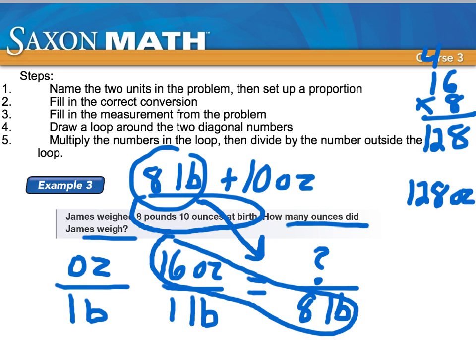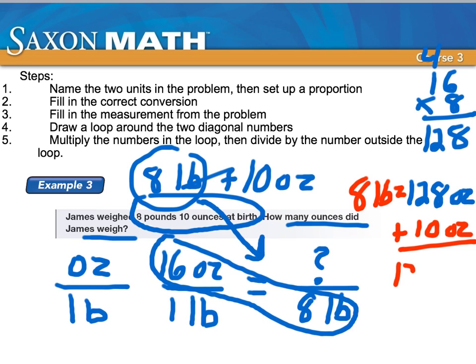Now think about it though, 128 ounces was this 8 pounds. So I know that 8 pounds is 128 ounces. That's what I found out. But remember, James weighed 8 pounds plus 10 ounces. So he doesn't just weigh 8 pounds. He weighs 10 ounces more than that. So I've got to add on 10 more ounces. 128 ounces plus that 10 ounces is 138 ounces. So James weighs 8 pounds, or 128 ounces, plus 10 more ounces. And there's my answer, 138 ounces.